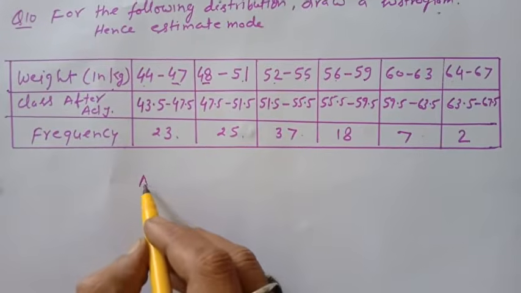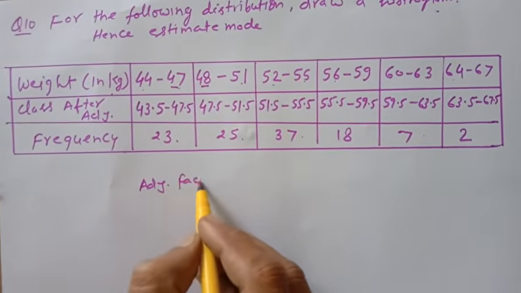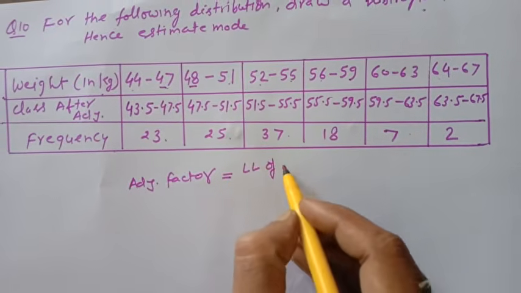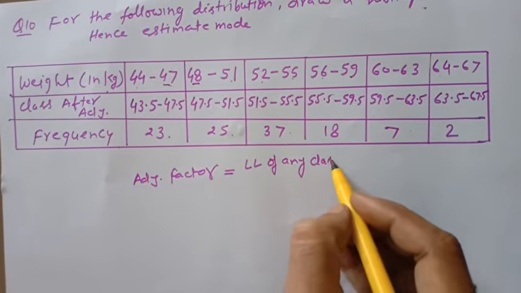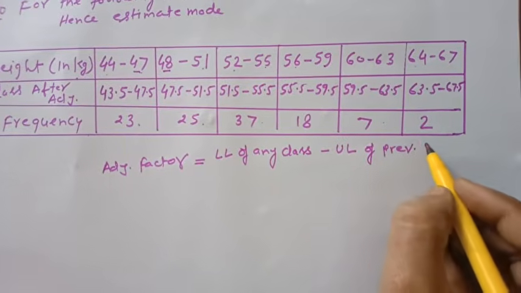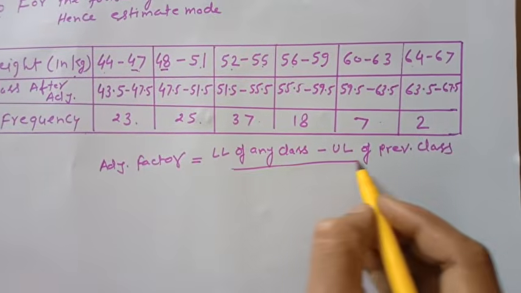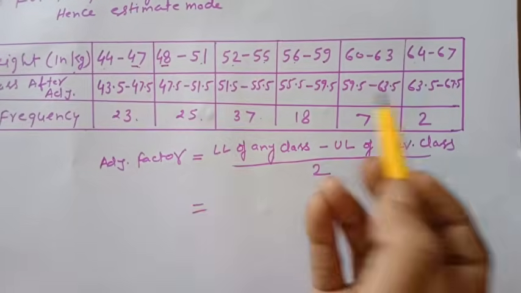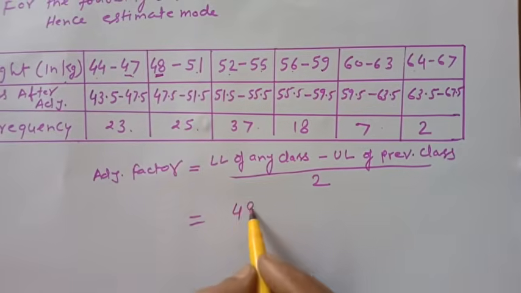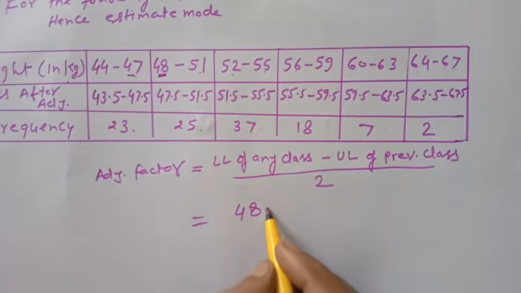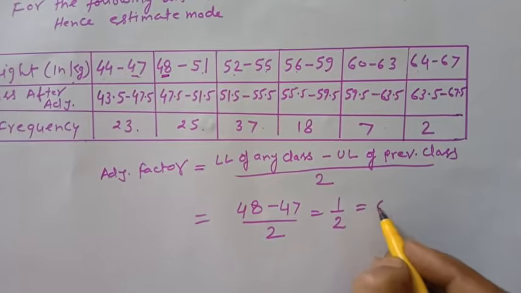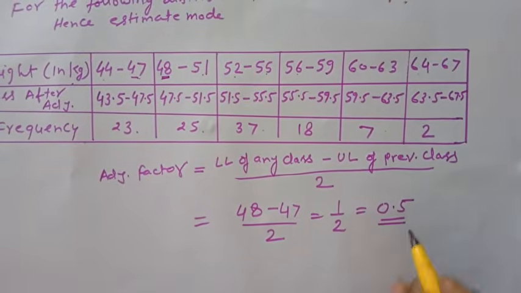So let us see, adjustment factor is equal to the lower limit of any class minus the upper limit of the previous class, upon 2. So we can take any one. Suppose we have taken the second one. The lower limit of the second class is 48, the upper limit of the previous class is 47, upon 2. So we get 1 upon 2, that is 0.5.